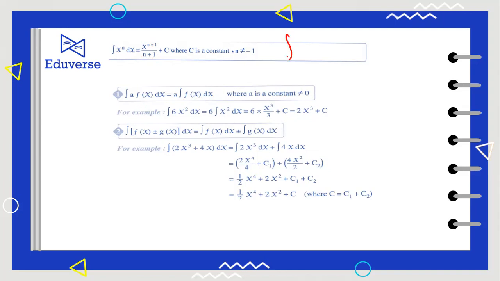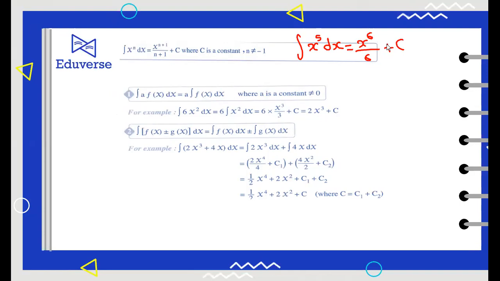Like if I want the integration of x power 5 dx, it will be x power 6 over 6, adding 1 to the power and dividing by the new one, plus a constant. Don't forget a constant. Okay, it's very important. Plus a constant. Integration of a constant.